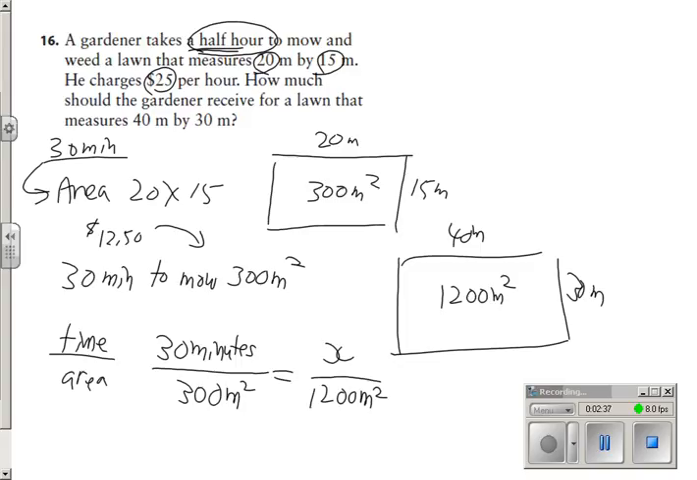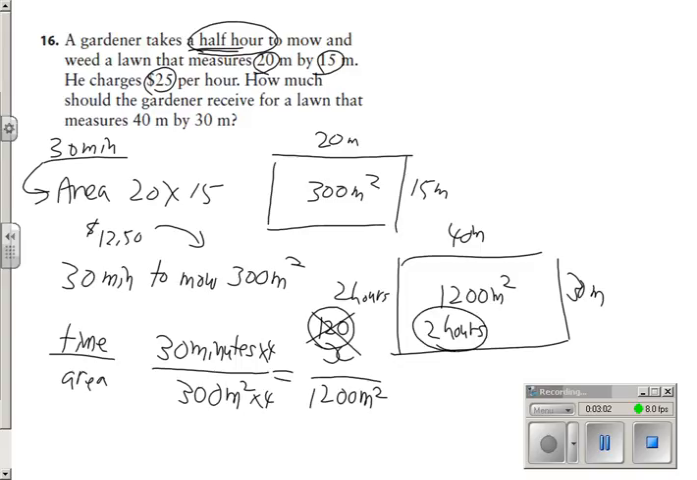If we look at this, I can see quite clearly that 300 times 4 is 1,200. So it would be 30 minutes times 4, which is 120 minutes. So x is 120, but that's in minutes, and we're not really concerned with minutes. We could say 2 hours instead. So how long would it take him to do this lawn? It would take him 2 hours to mow this lawn.